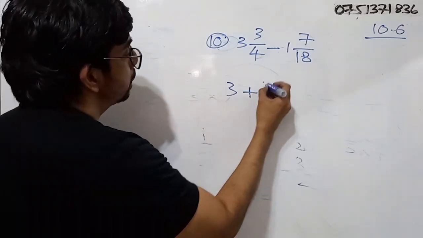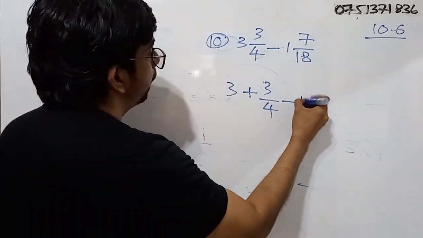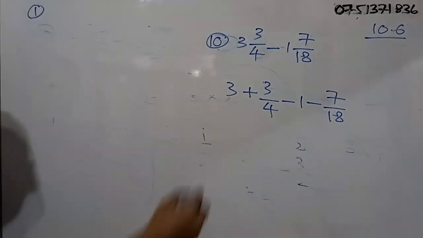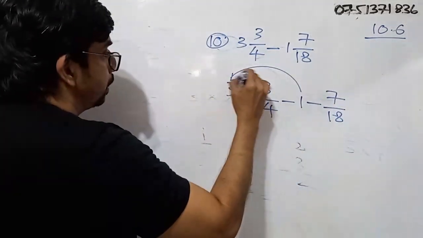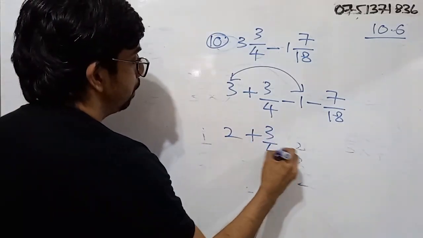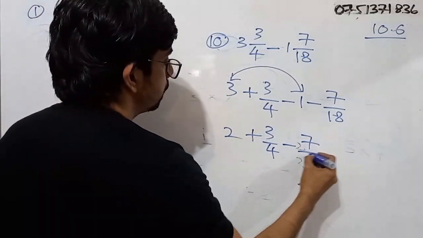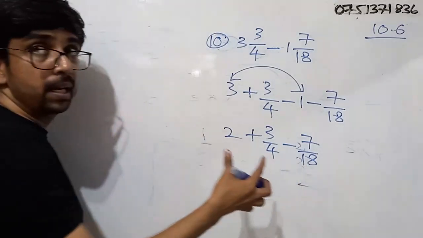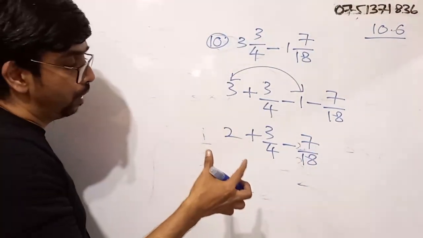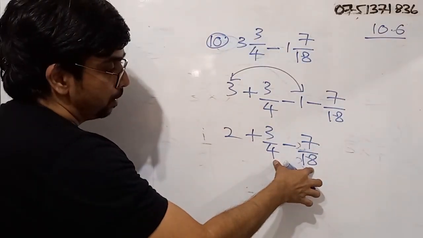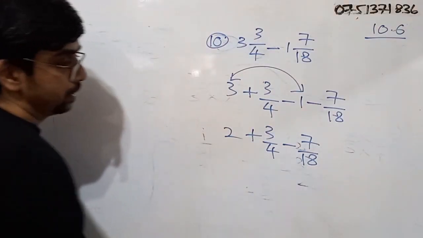Okay, here I will rewrite the fractions. So 3 plus 3 by 4 minus 1 minus 7 by 18. Then I will simplify the whole number parts. So the outcome will be 2 plus 3 by 4 minus 7 by 18. Two fractions, denominators are different. So what will be the least common denominator? Out of these two numbers, the least common denominator should be 36.